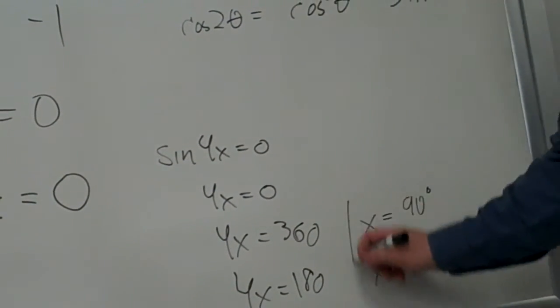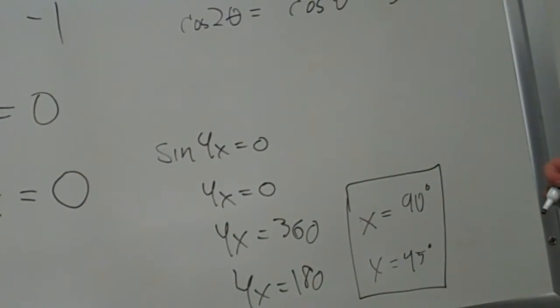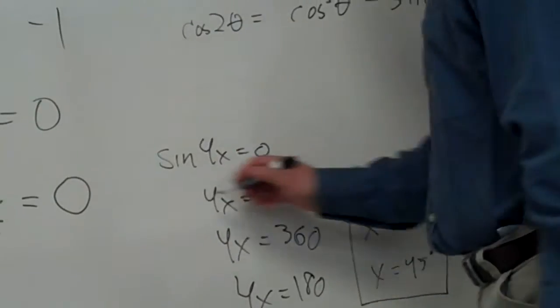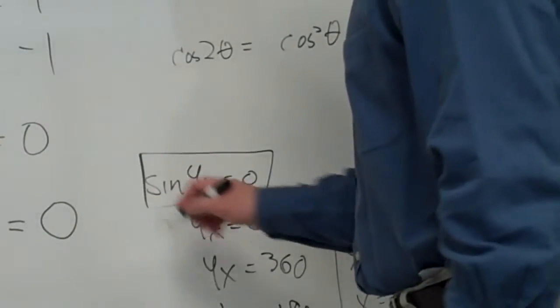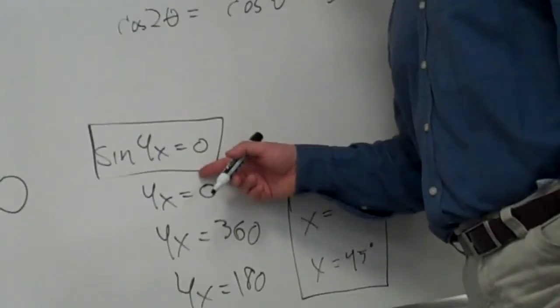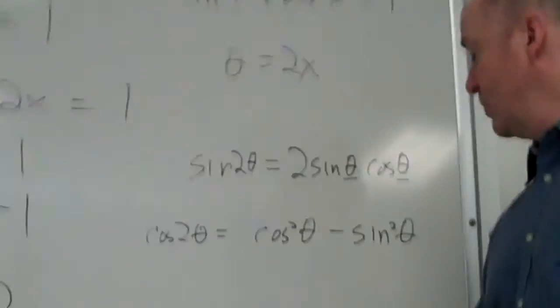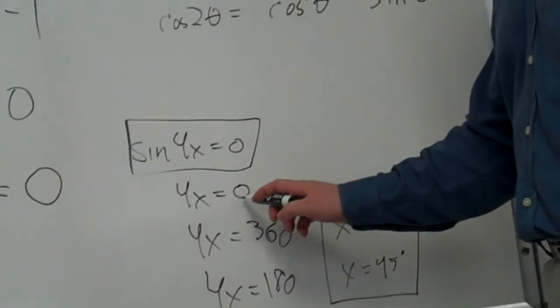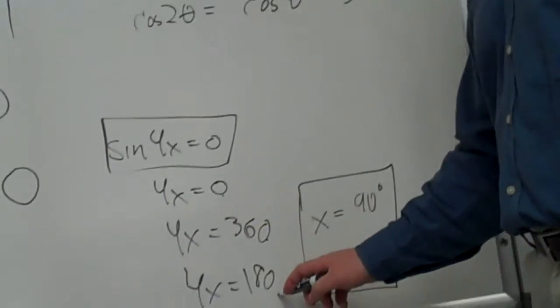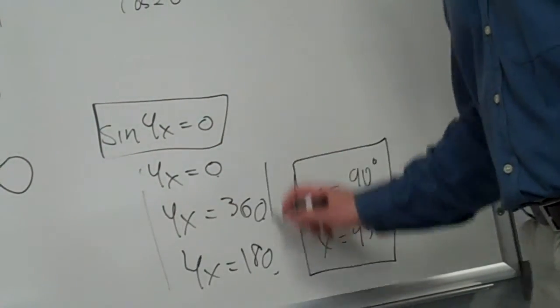Well, now we're done. This is all we were asking for, what is x. But where did the sine go? I asked myself a question: when does the sine of 4x equal 0? So this is the point where you go to your unit circle chart and say, when does the sine equal 0? And the sine equals 0 at 0, at 360, and at 180. So now, all you have to do is solve these equations, and then you're done.